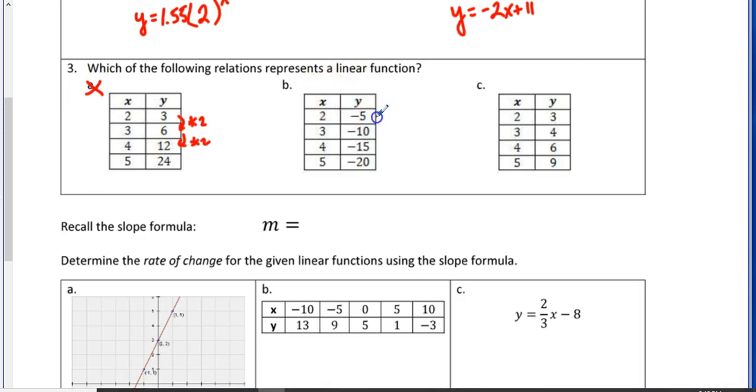This one goes minus 5. And then it continues minus 5. Okay, so that has some definite potential. This one is a plus 1, plus 2, plus 3. That's not linear. Okay, so it has to be this one. Constant rate of change. Let's write that in here.